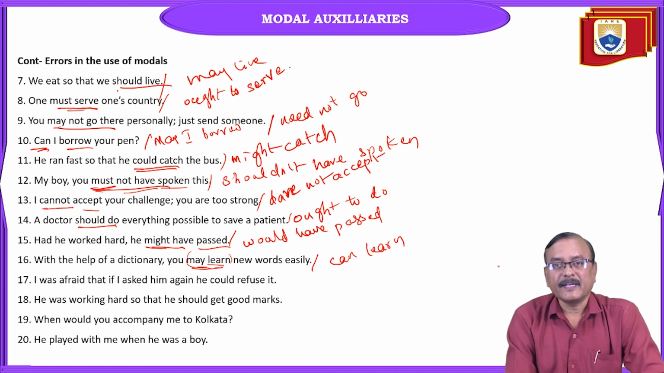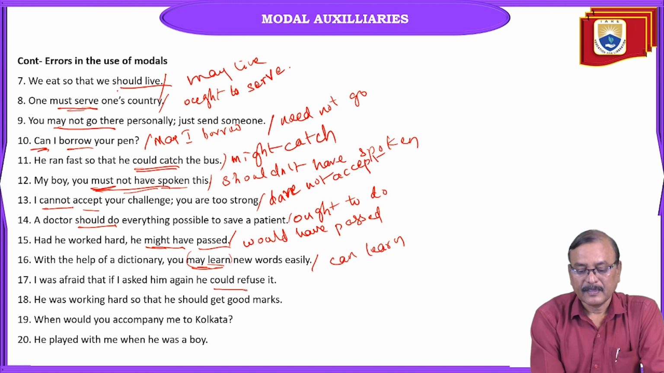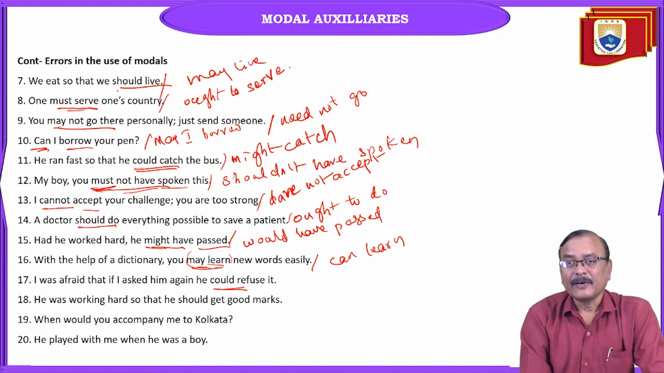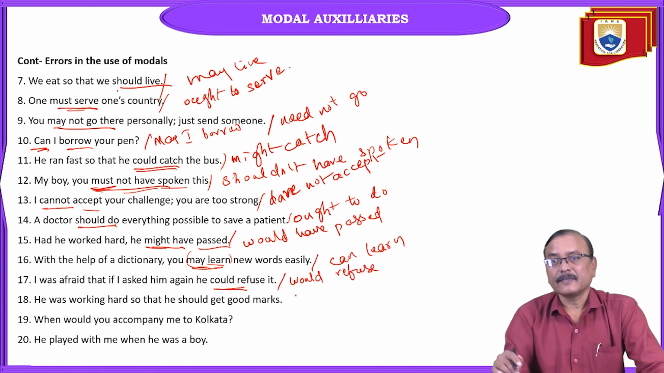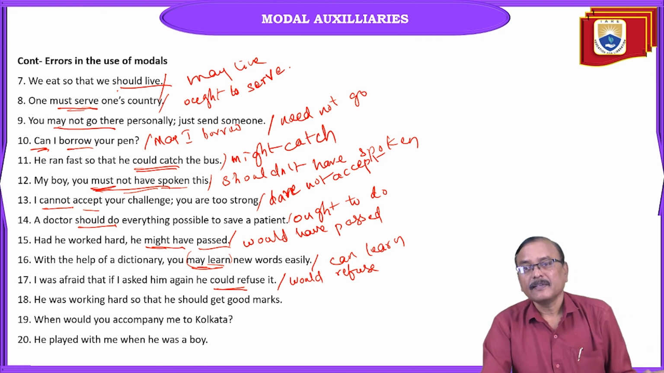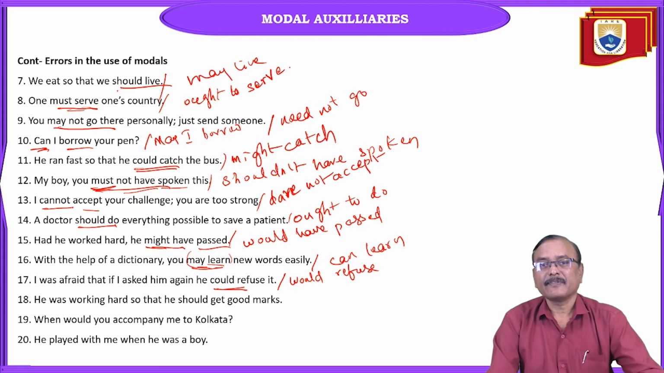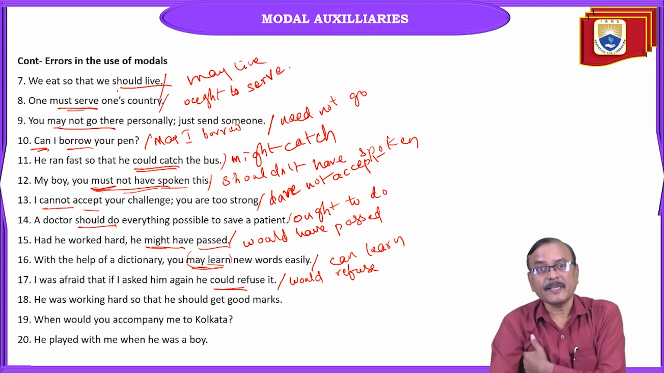I was afraid that if I asked him again, he would refuse. Not could here. It's more possibility. He would refuse. When there is most possibility, would refuse. That's why I was afraid, because there are more chances of refusing.